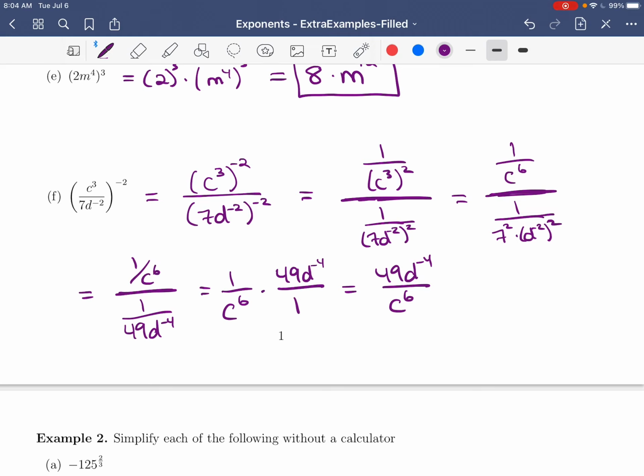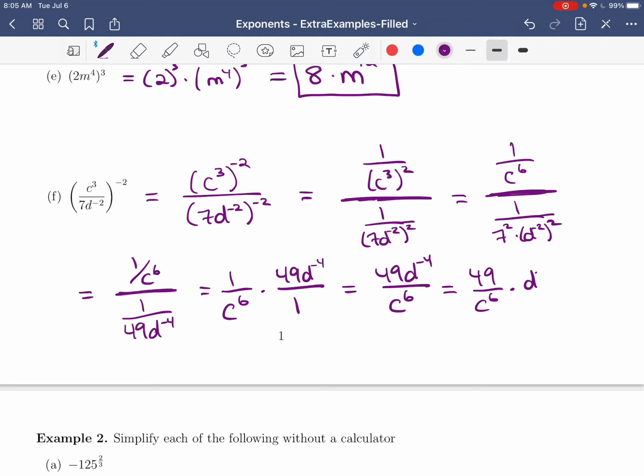But I can't leave any negative exponents. So because everything's multiplying, I could actually drop this to the bottom, right? Maybe I'll write this in a couple of steps. So I could think about this as 49 over c to the 6 times d to the minus 4, which I'm going to write as 1 over d to the 4. Okay, maybe I want to add in that step just to be clear.